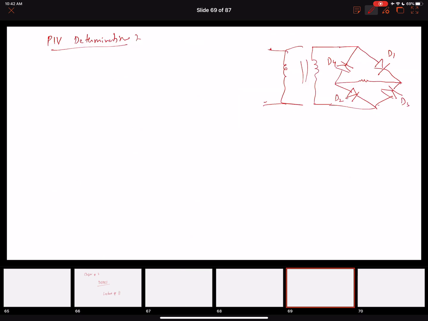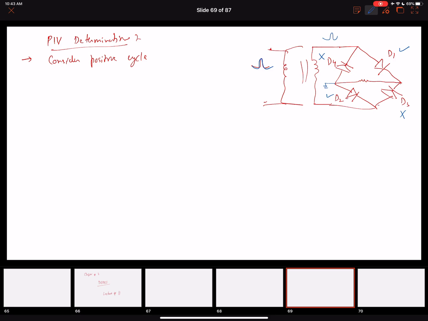All right. So let's determine the PIV. Again, PIV is the peak inverse voltage that is going to appear across the diode, and that will help us select the right diode to use in the rectifier circuit. So let's do it step by step. Consider the positive cycle. So what was happening in the positive cycle? In the positive cycle, we had this thing on, this thing off, and then this thing off, and this thing on.